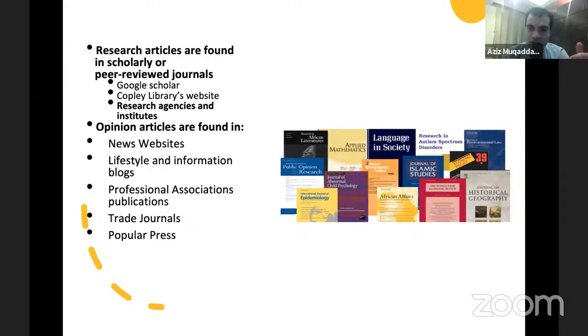And so in the context of this class, when I mention the word article, I would be mostly referring to the first type, not the second type, unless otherwise indicated.